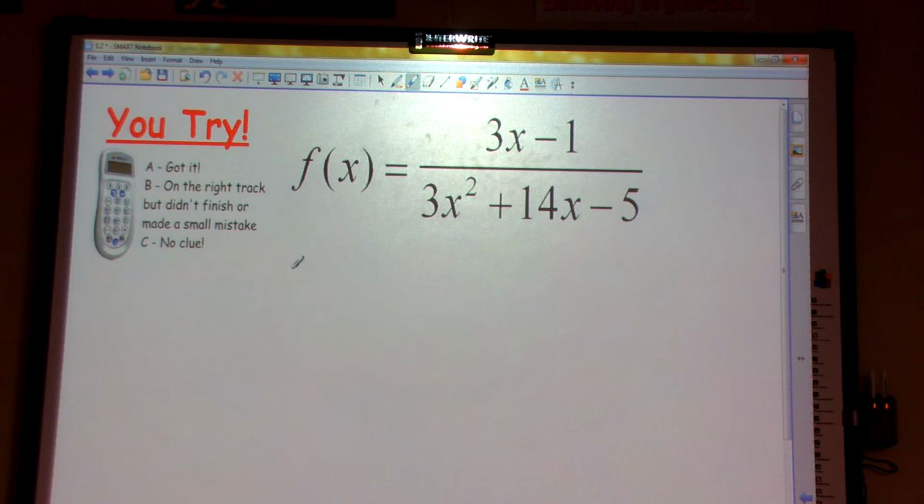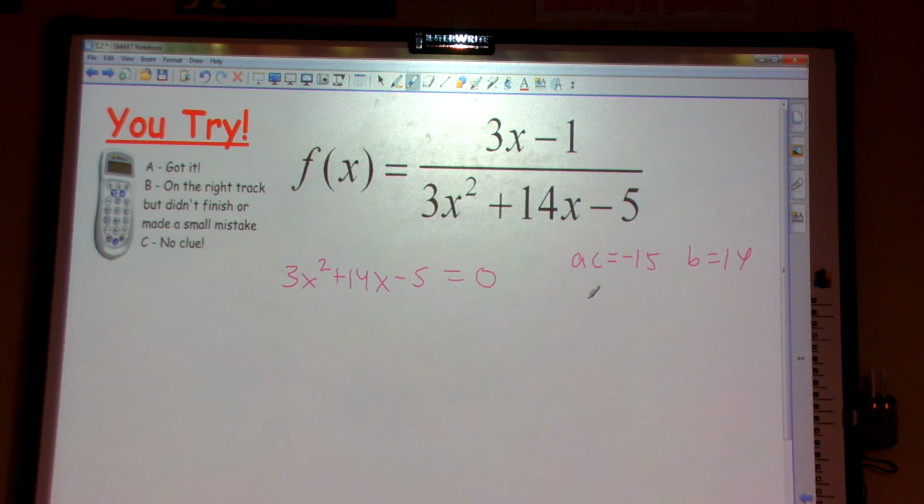Okay, let's go over this. Set the bottom equal to 0. See, AC is -15, B is 14, 1 and 15. One of them has to be negative. It looks like the -1. By the way, if it doesn't factor, don't let that stop you. You could always use the quadratic formula. Just might be a little more calculations by hand than you anticipate.